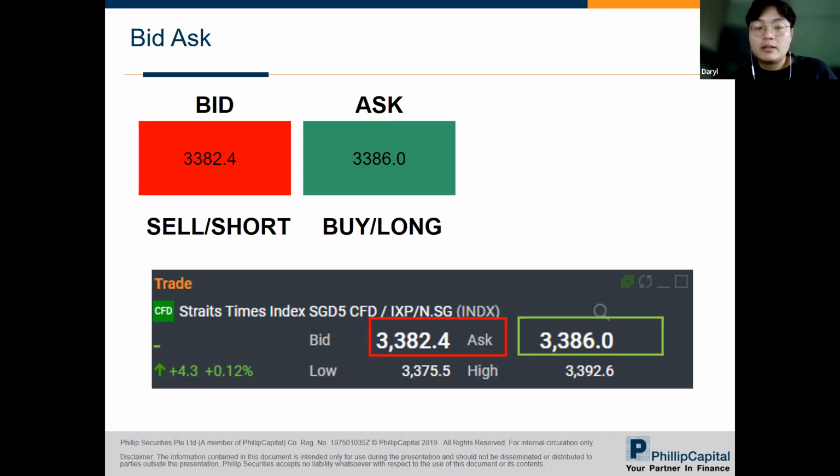If you have used our platform before, you have seen the bid ask pricing. You can see on the bottom right of this slide, to buy, we must look at the ask price, which is the green box. To sell, we must look at the bid price, which is the red box.